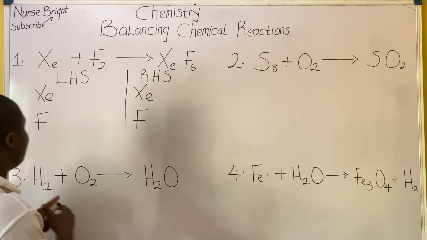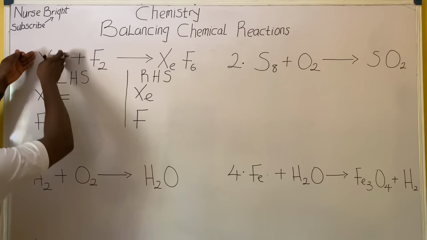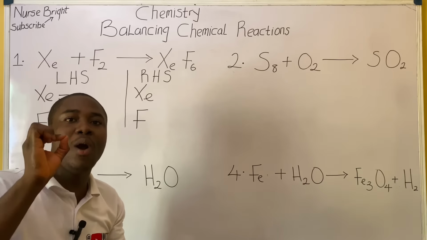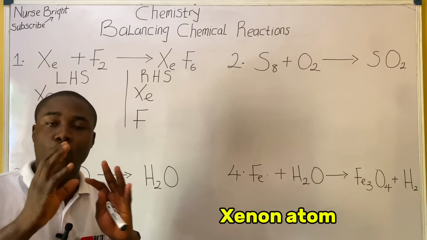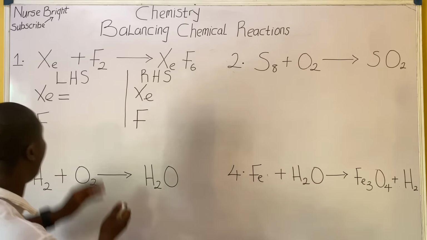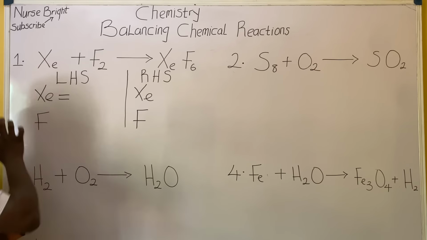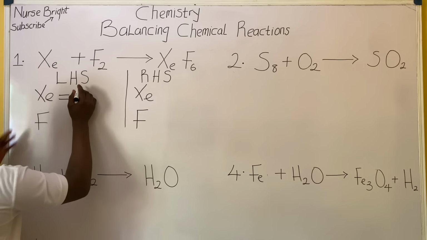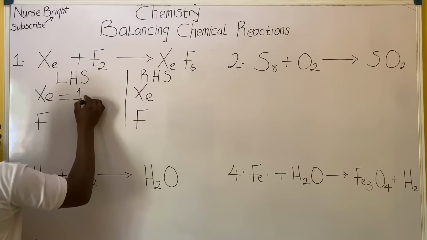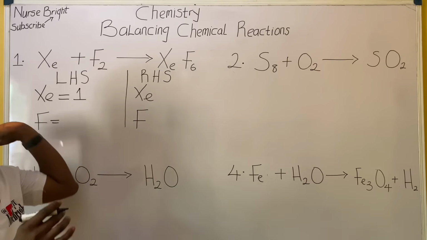Watch closely. Simple. In the left-hand side, how many xenon can we see? Actually, the way we call it is how many xenon atoms can we see? So just watch. It is very simple. In the left, I can just see one xenon. If 2 was added to the front, I will say we have 2 xenon there. So I'm seeing 1. At the left, I am seeing 1 xenon. Let's check for fluorine at the left as well.